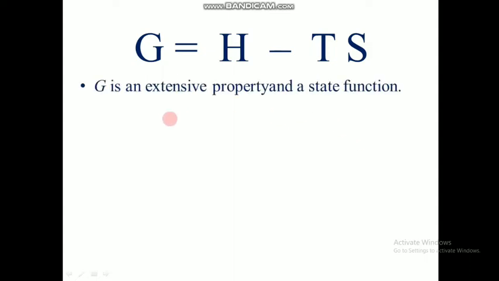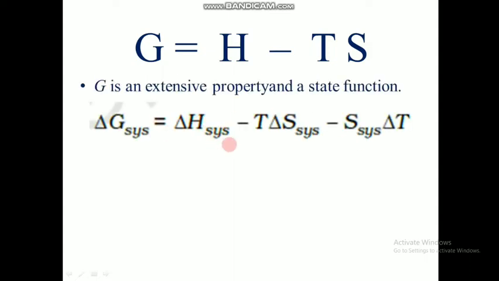So delta G is equal to delta H system minus T delta S system minus S delta T. And G is an extensive property and a state function. So it depends on the quantity of the system and it is independent of the path. Coming back to this equation where we were finding the delta G, or change in free energy of a system, we were substituting in this equation. So we got delta G, or change in free energy, equal to change in enthalpy minus, now this term we are splitting into two.